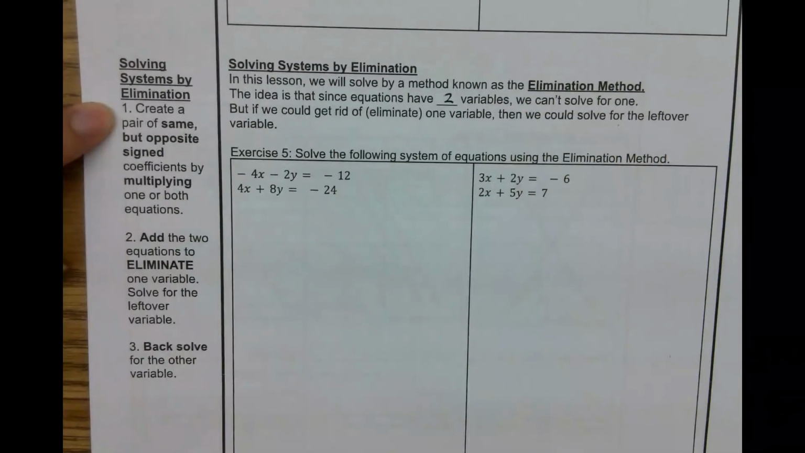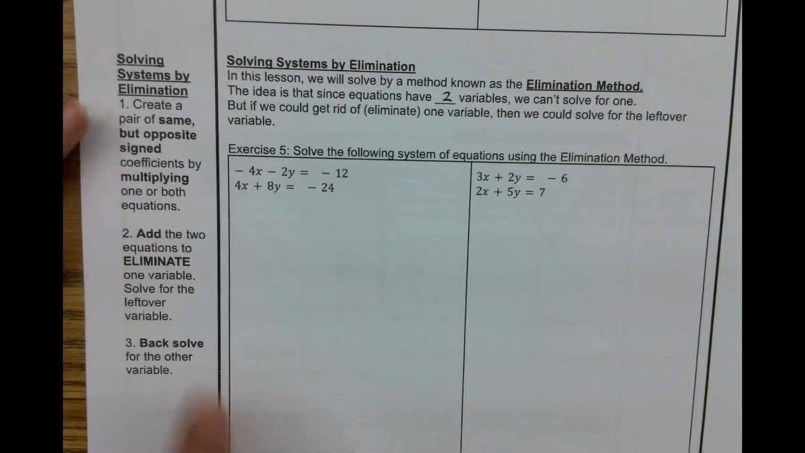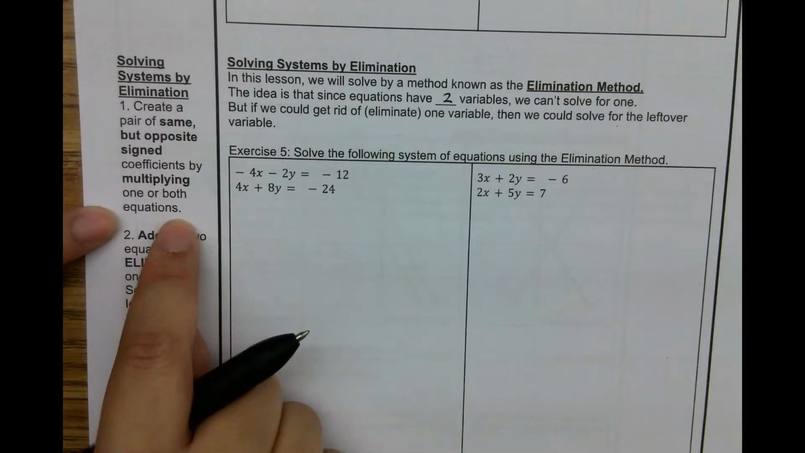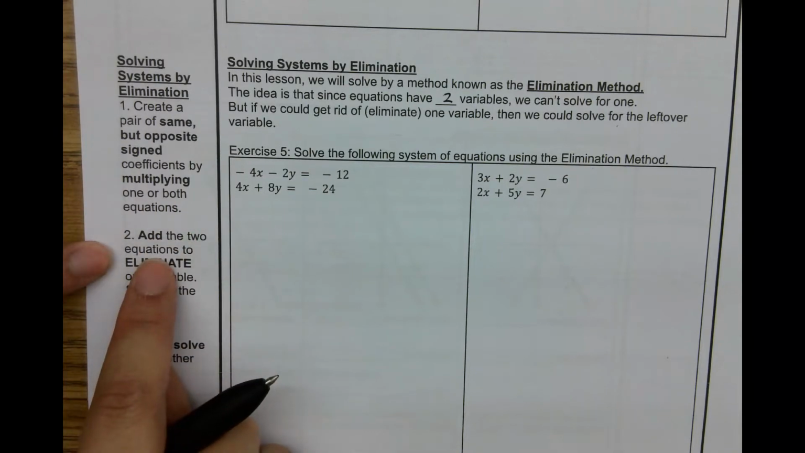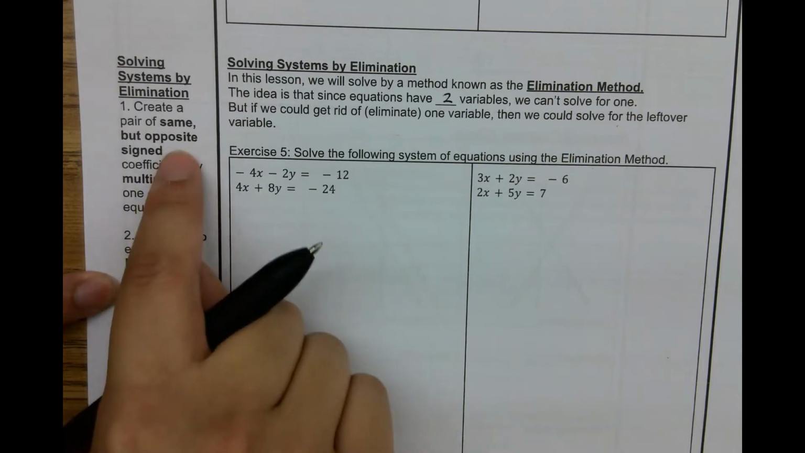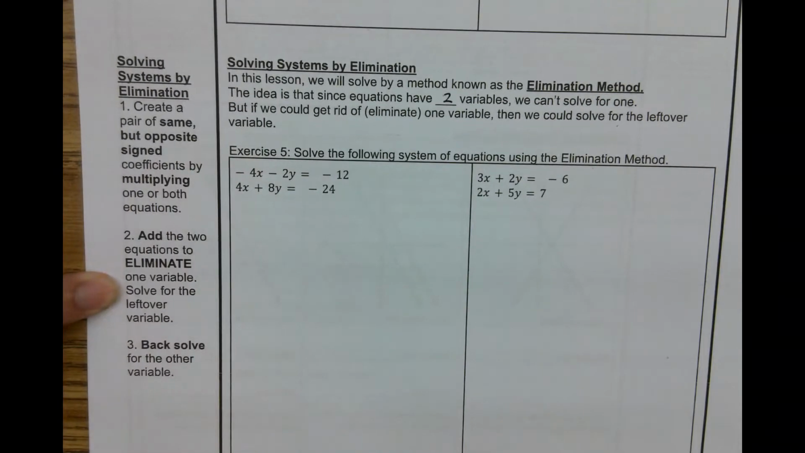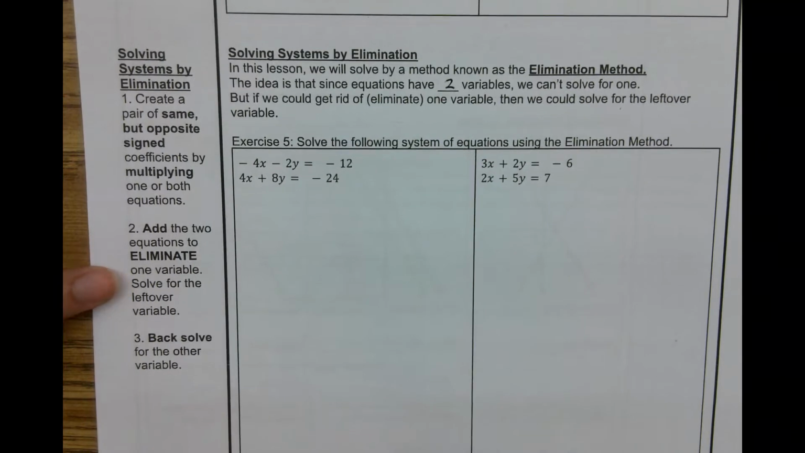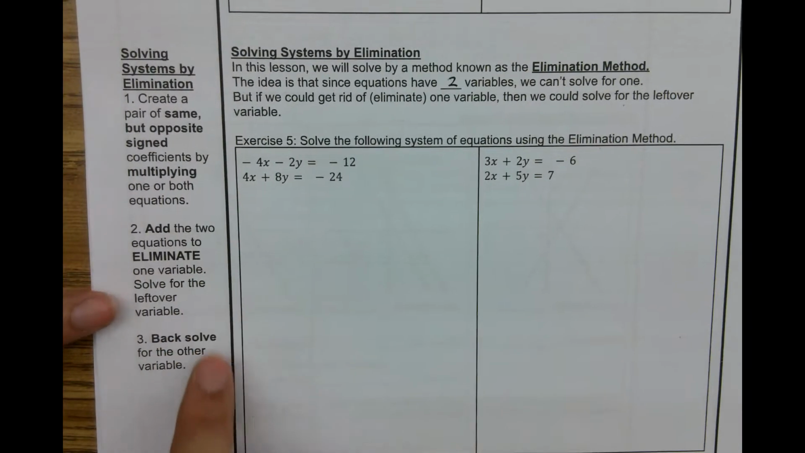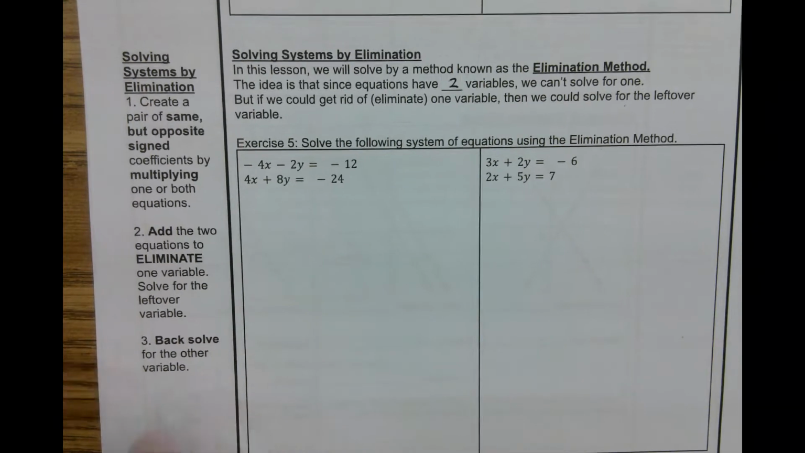Okay, so the steps are right here for solving systems by elimination. First, we want to create a pair of same but opposite signed coefficients by multiplying either one or both of our equations. Second, we want to add the two equations to eliminate one of the variables, and because they are opposite signs, they will end up canceling each other out. Then we are left with one variable. We solve for that variable, and all we have to do is plug it back in to solve for the other variable. Okay, so let's get started.